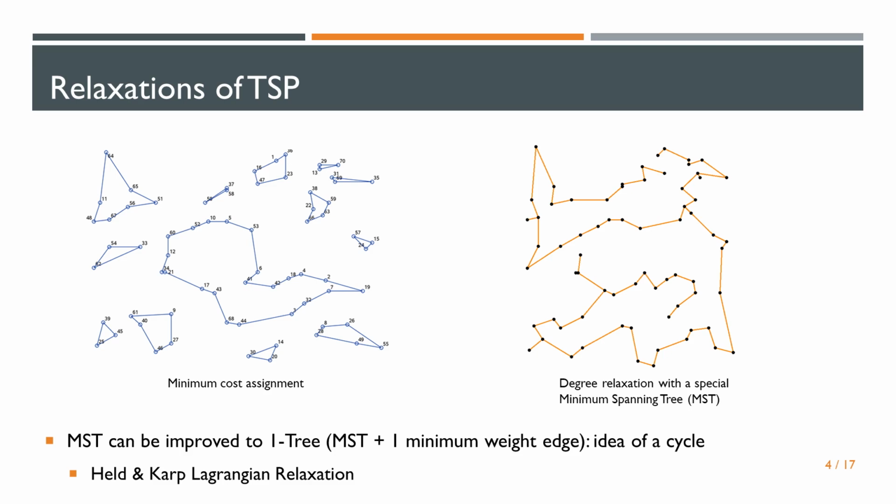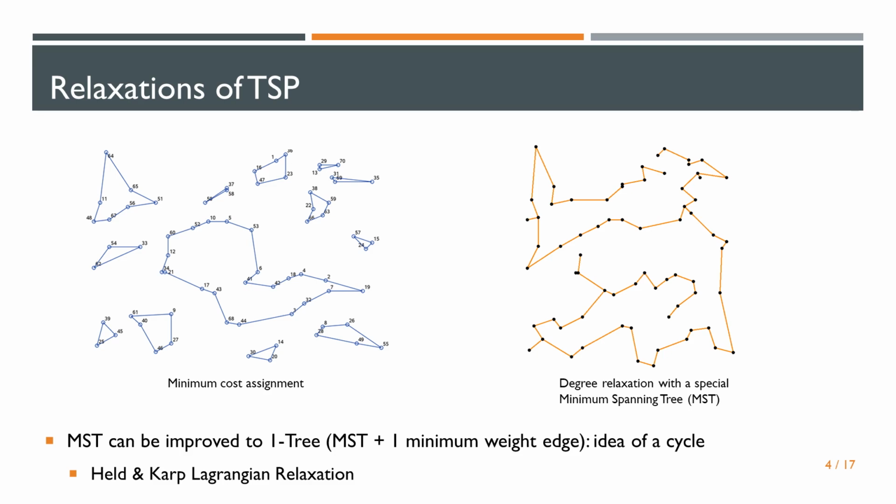If we relax the connectivity, we obtain the minimum cost assignment problem that is solved in polynomial time by the Hungarian algorithm or by flow algorithm. If we relax the fact that each node must belong to a cycle, we obtain a minimum spanning tree that is solved in polynomial time by Kruskal or Prim.